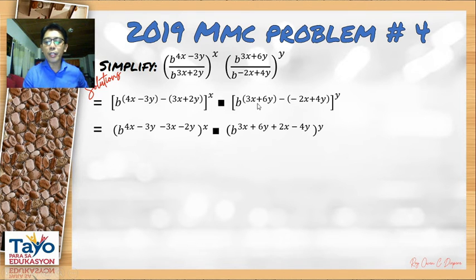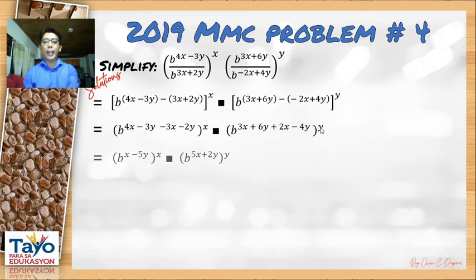The same as what we are going to do here, just copy 3x and 6y. Then distribute the negative to each term inside the parentheses. So we have negative times negative 2x, of course, is positive 2x. Negative times positive is negative 4y. Close parenthesis, raised to the power of y.